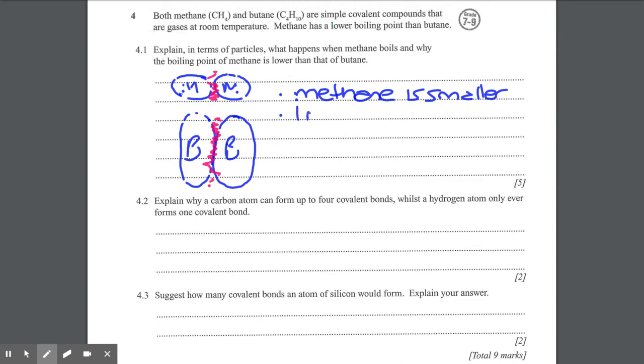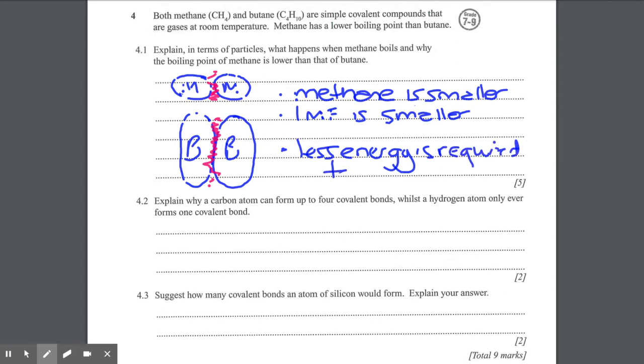So the intermolecular force of attraction, the IMF, is smaller for methane. Obviously the vice versa answer will be accepted as well. So you could say that butane is obviously larger, etc. So the intermolecular force is smaller, and so less energy is required to break it from the liquid state. Okay, so less energy required to boil and to break those bonds. Obviously, as I say, you could do the vice versa.